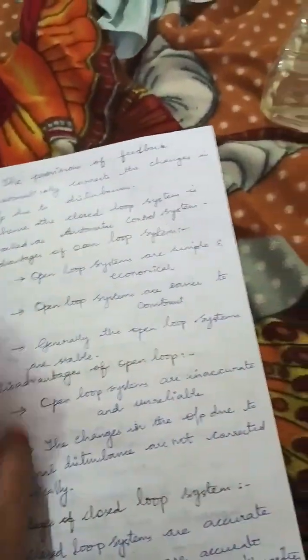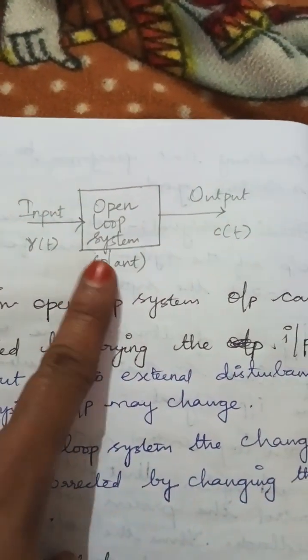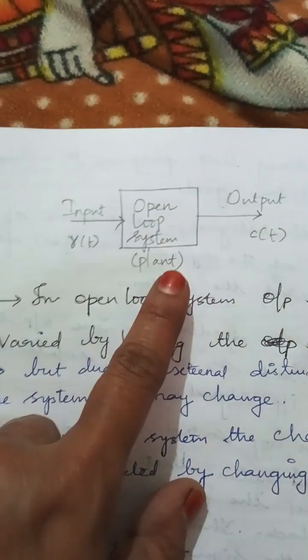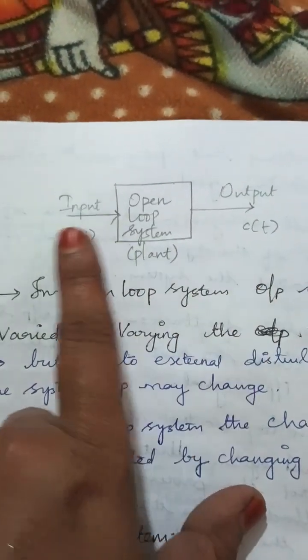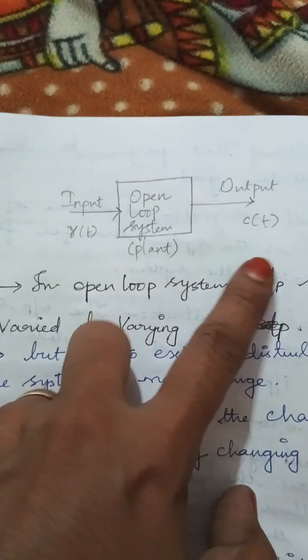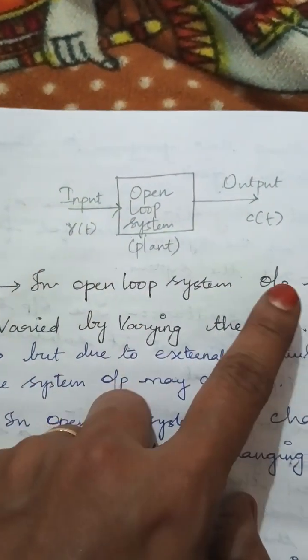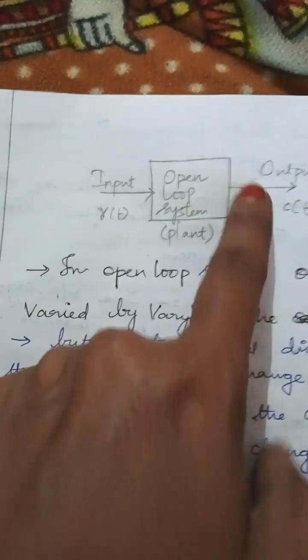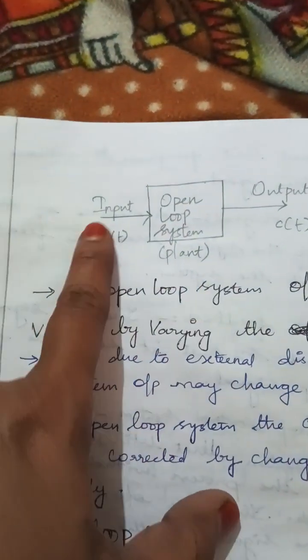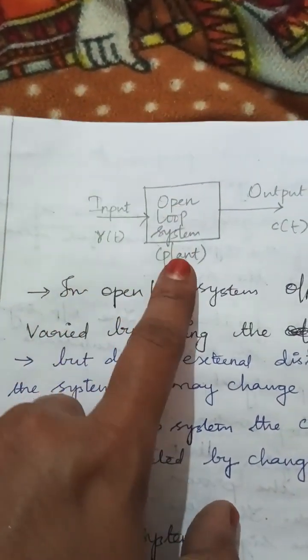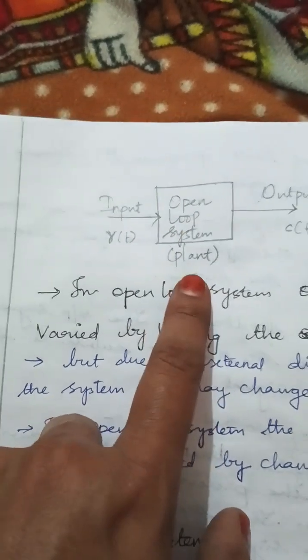Now I'll explain with a small block diagram. This is an example of an open loop control system. We give an input to a system and get the output. R of t is the input, and we consider C of t as the output. Relevant to the input we give, we have some variations in the output. We are not feeding the output back to the input, so this type of system is called an open loop control system.